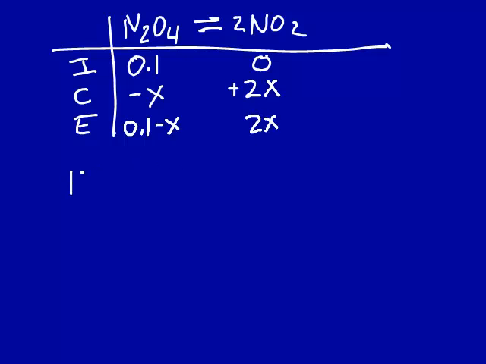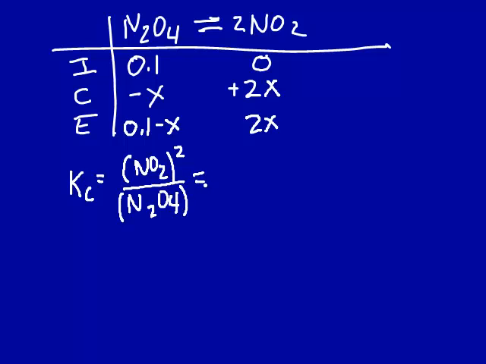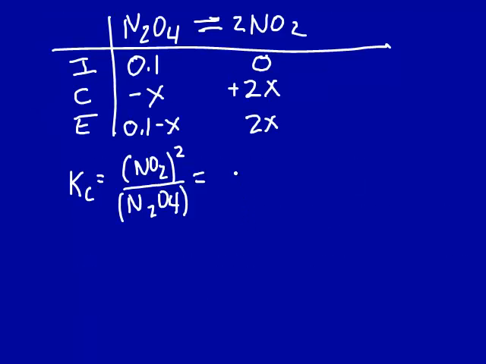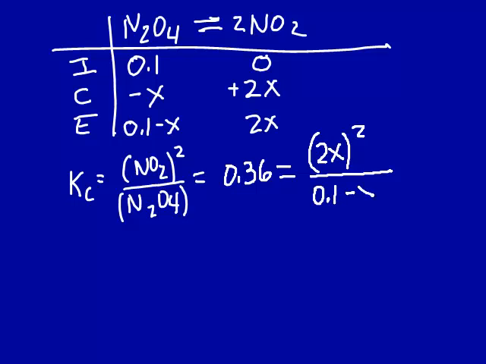We'll write down what the equilibrium expression is. Kc will be equal to the NO2 concentration squared divided by the N2O4 concentration. Kc, given in the problem, was 0.36. And let's go ahead and substitute what the equilibrium concentrations are in this expression. This would be 2x. The whole quantity is squared. Don't forget to square the 2 also. And down below we have 0.1 minus x.